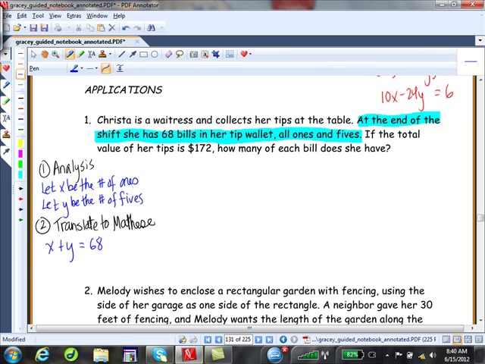Okay, next up. The total value of our tips is $172. So the first equation dealt with how many of each bill. Now we have to put a value to each bill, right? So what is a $1 bill worth? Good. 1. So 1 times x, and then what about a $5 bill? Good. 5 times y is equal to, good, 172 bucks.